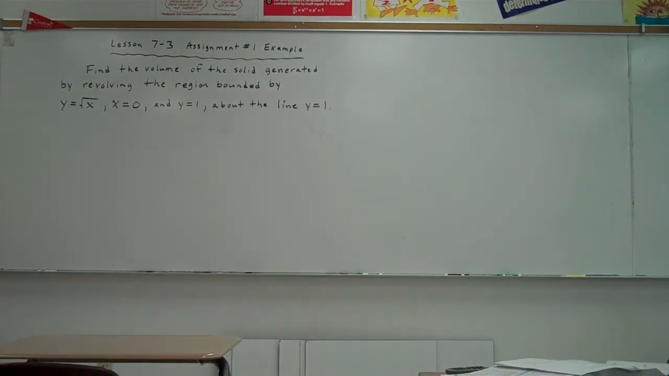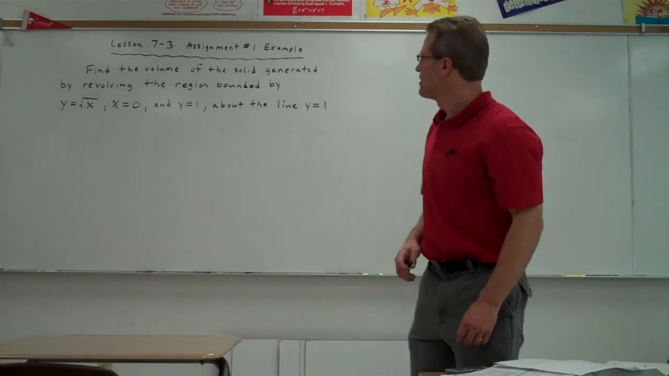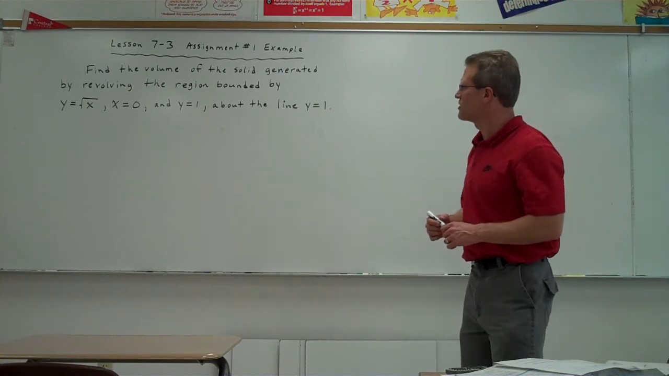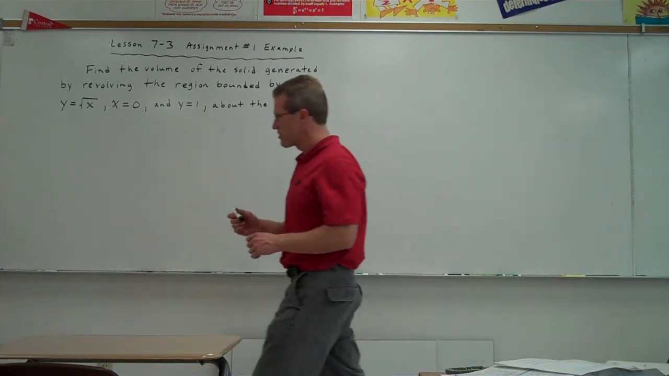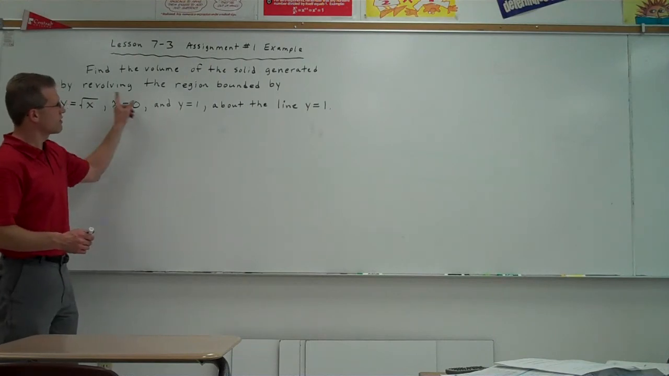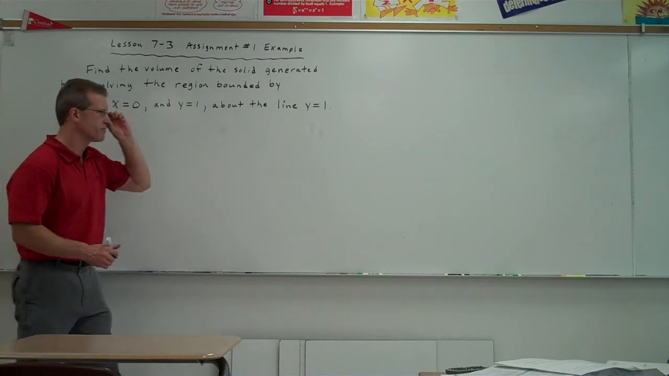Right, this is lesson 7.3, assignment number 1, and it's an example. We're going to find the volume of the solid generated by revolving the region bounded by y equals square root of x, x equals 0, and y equals 1. So that region will be rotated about the line y equals 1.